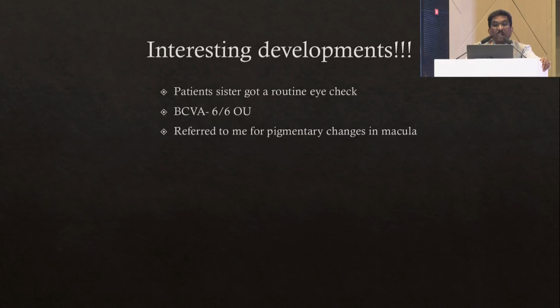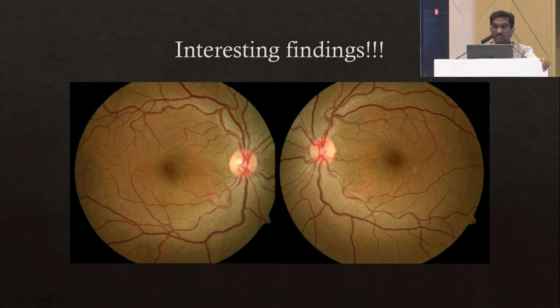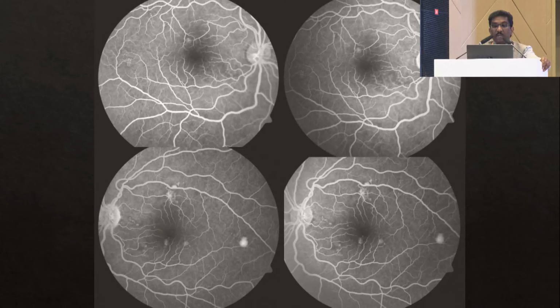But one interesting development that happened was the patient's sister came for a routine checkup. She had 6x6 vision. She had some pigmentary changes. For that, she was referred to me, and we did the OCT. We could see shallow fluid, and the FFA revealed small PEDs.